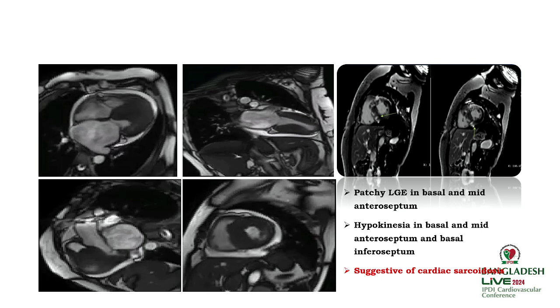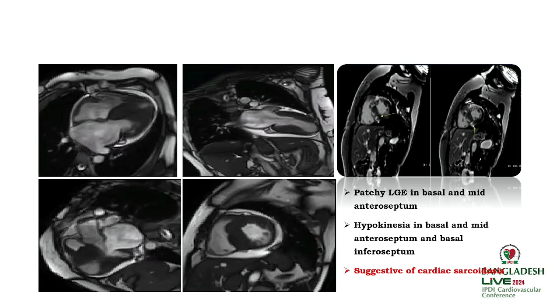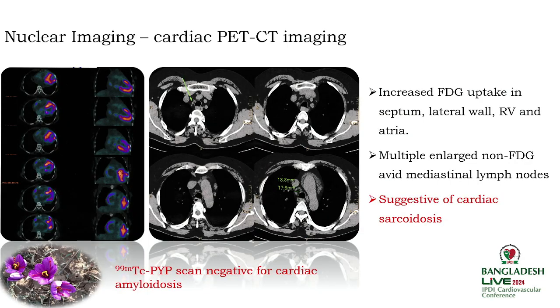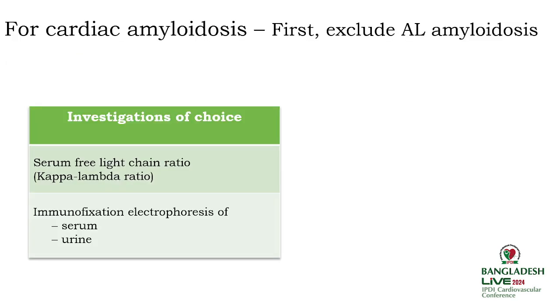We did cardiac MRI, and this was suggestive of cardiac sarcoidosis. There was patchy LGE in the basal and mid anteroseptum and hypokinesia in a regional pattern. When nuclear imaging was done, a PET CT scan at INMAS Dhaka, which I think is the reference center in Bangladesh, the scan was suggestive of cardiac amyloidosis and refuted the diagnosis of cardiac sarcoidosis.